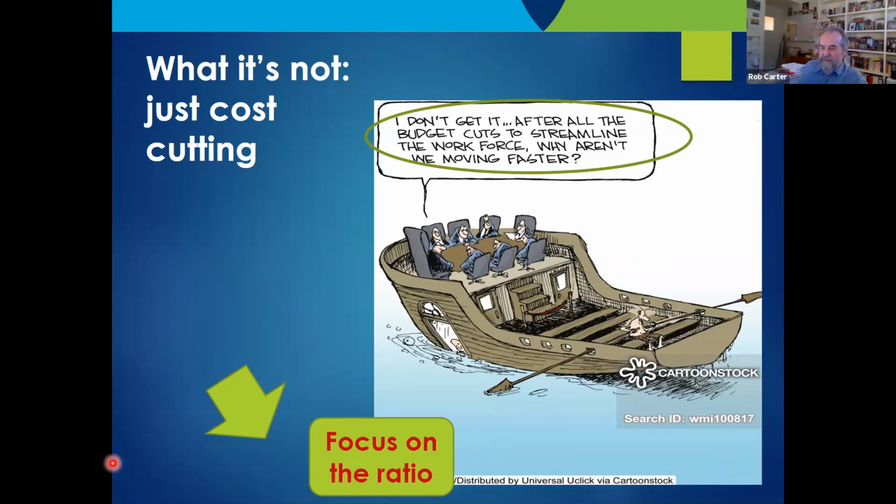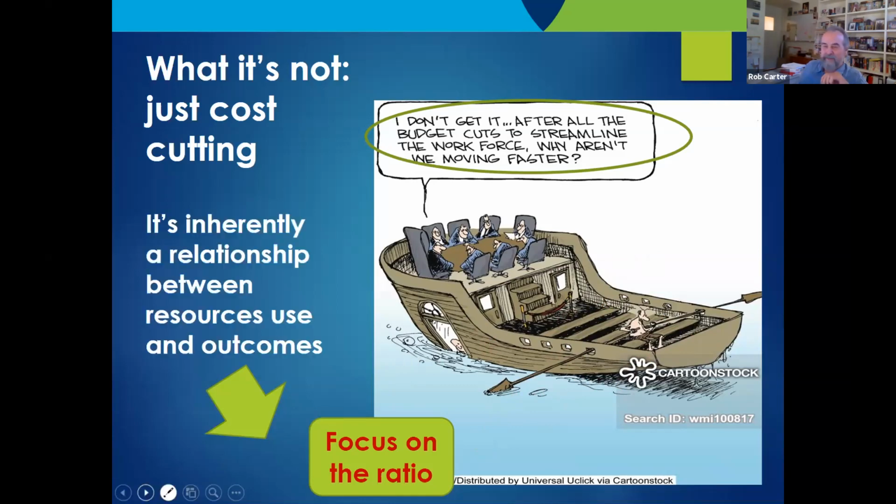I think that illustrates quite nicely the difference between economic efficiency and affordability. Because when you're talking about economic efficiency, it's inherently a relationship between resource use and outcomes. So it's really important to focus on that ratio between resources and what you achieve for it.